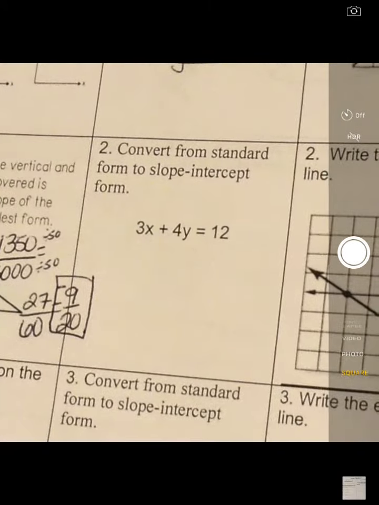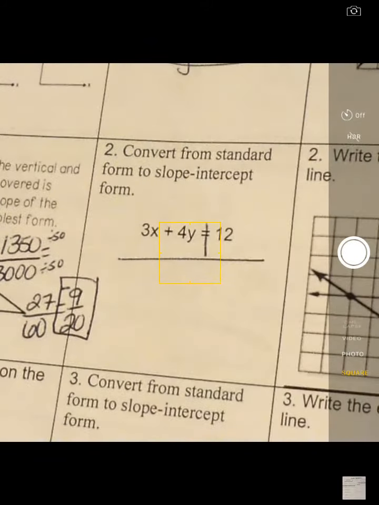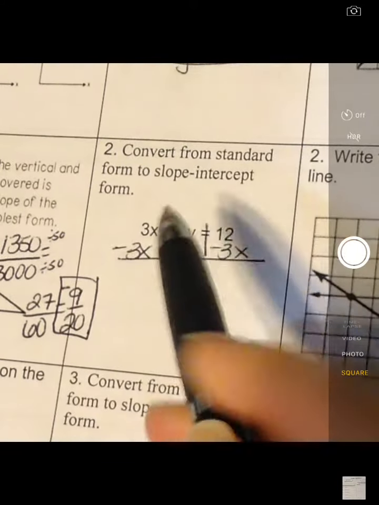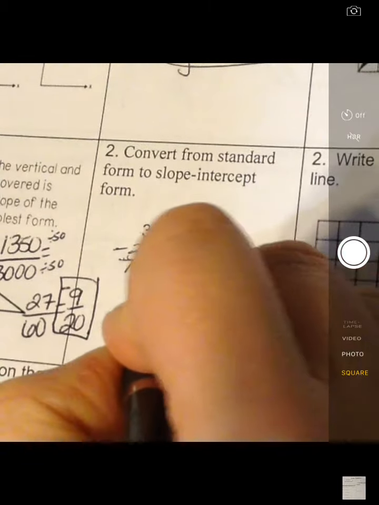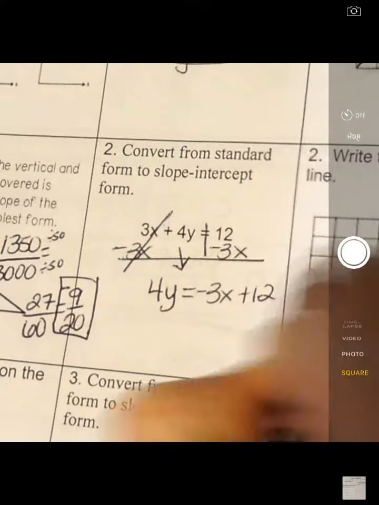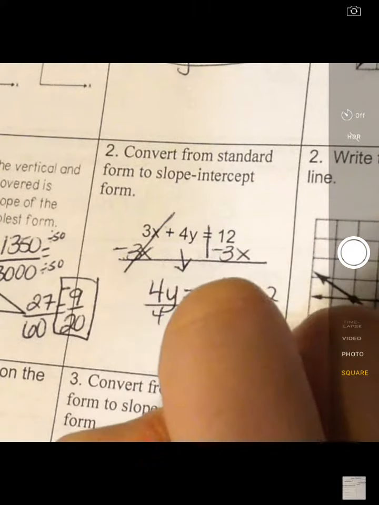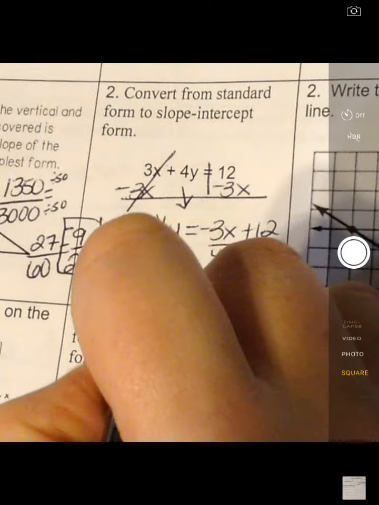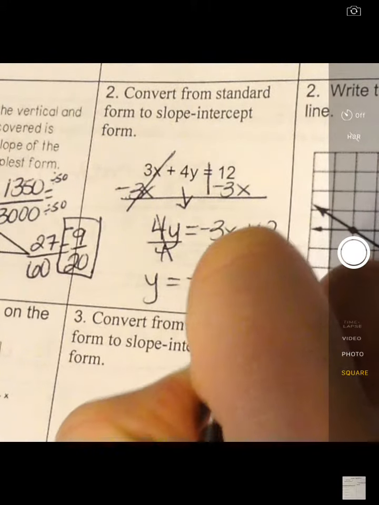Same thing for number 2. I want y by itself, so I need to move the 3x to the other side. To do that, I want it to equal 0. So if I subtract 3 minus 3, I get nothing. So I can leave it as 4y equals negative 3x plus 12. I will then divide by 4 all the way through. I would be left with y equals negative 3/4 x plus 3.